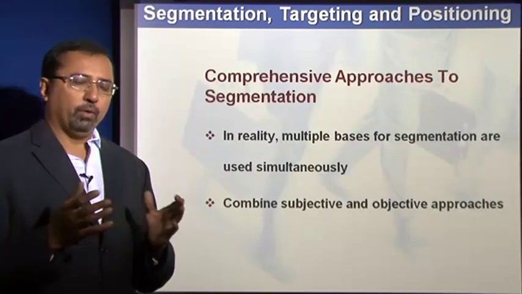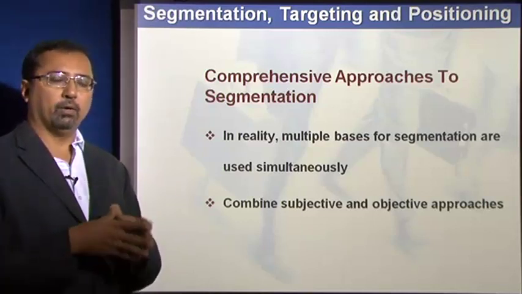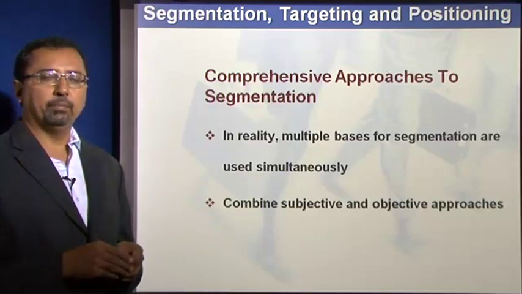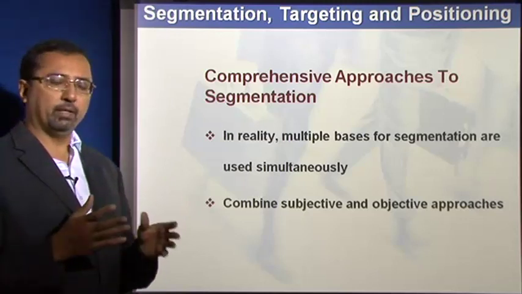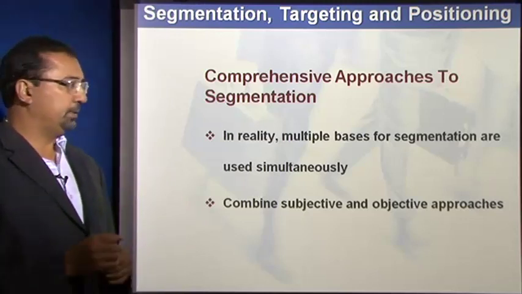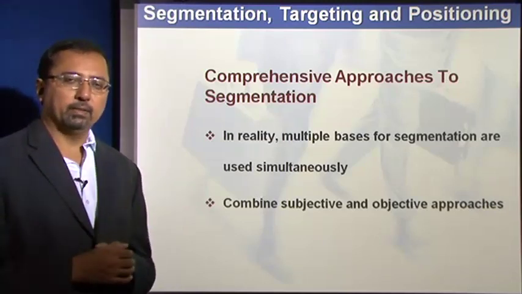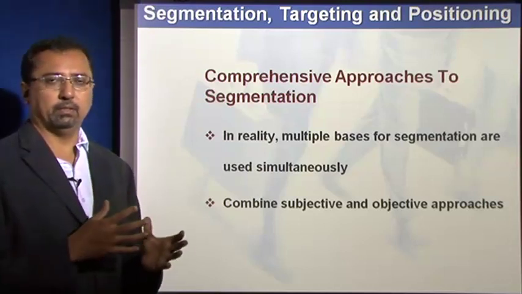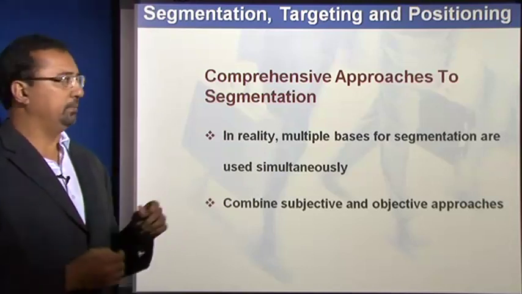So what is required of a good marketer is really looking at all these different facets, all these different angles, and coming up with what makes sense for him, taking a comprehensive view and figuring out what basis for segmentation he wants to use simultaneously. And given the complexity of many markets, especially a market in India, it's better to use a combination of an objective and a subjective approach rather than just one.